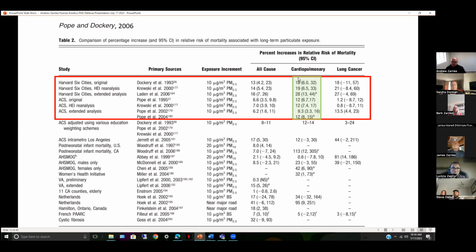And just to generally point out that the most consistent and robust findings were for cardiopulmonary disease endpoints. And also to point out that these are increased relative risks of mortality per unit increase of 10 micrograms per meter cubed of PM 2.5.